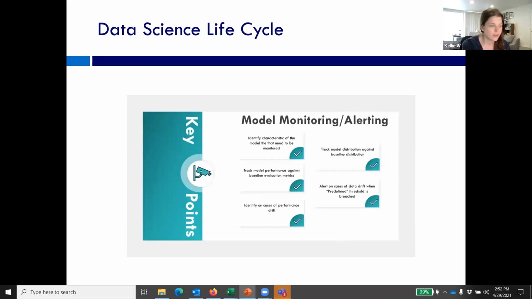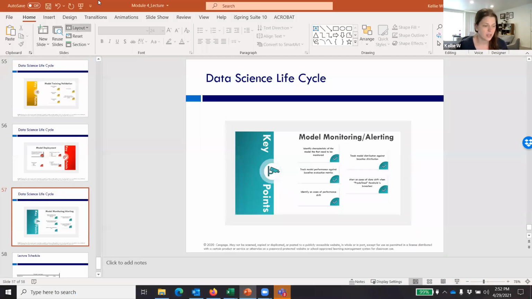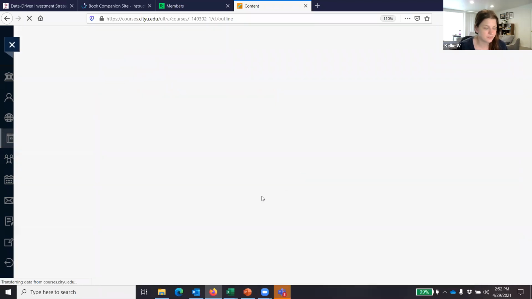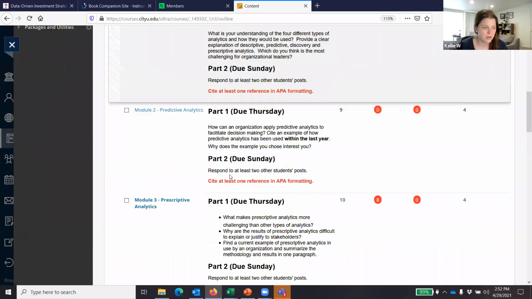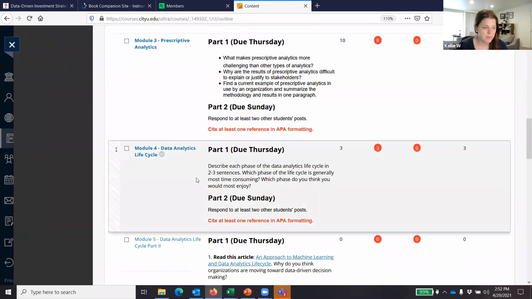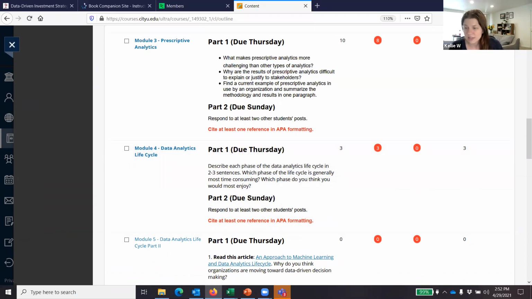So for you guys, your discussion this week was about all the stages of the life cycle, kind of summing them up and what do they mean? And then I am curious to hear your guys' thoughts. So this is where you guys take over. What do you think is the most time consuming phase, and which phase do you think you would most enjoy?